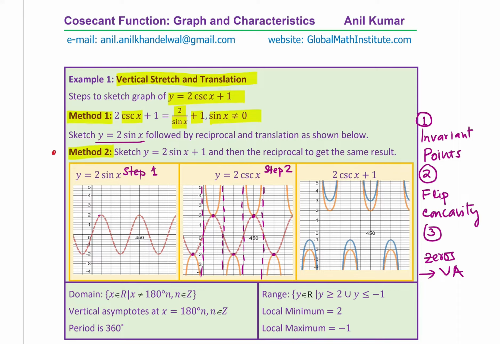Now in step 3 you can do the translations. So first sketch the graph of y equals 2 sine x, followed by the reciprocal and then the translation. These are the three steps shown here in three stages, correct? So ultimately you get the graph of the cosecant function representing 2 cosecant x plus 1. Clear? Perfect. So let me mark these vertical asymptotes clearly here. It's a very important point.